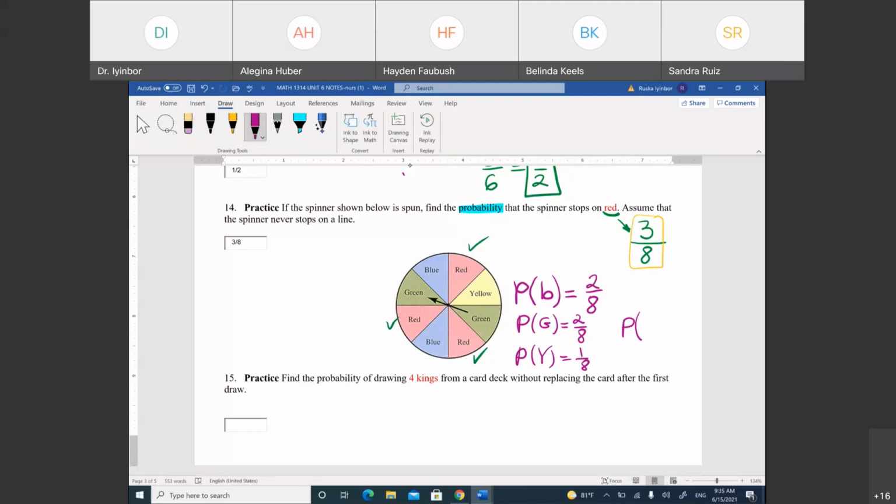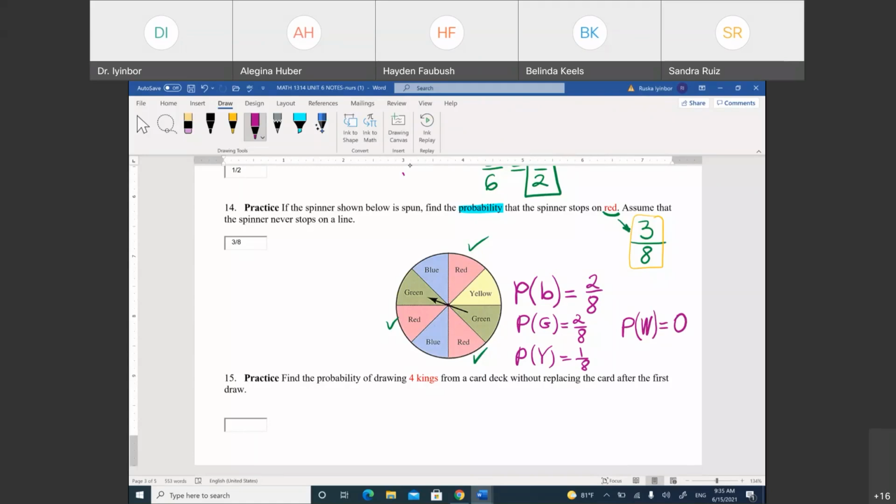White? 0. No chance. 0 out of 8. Yes, 0. There's no white here. So the probability is always a number between 0 and 1. So keep that in mind. Between 0 and 1. Okay?